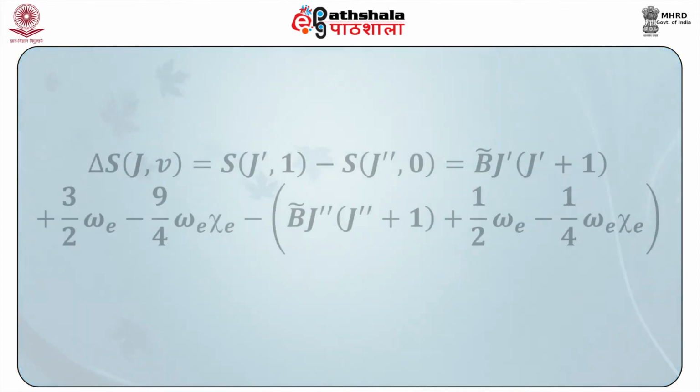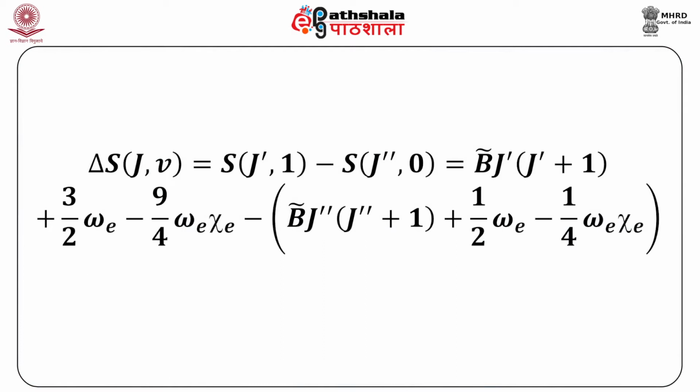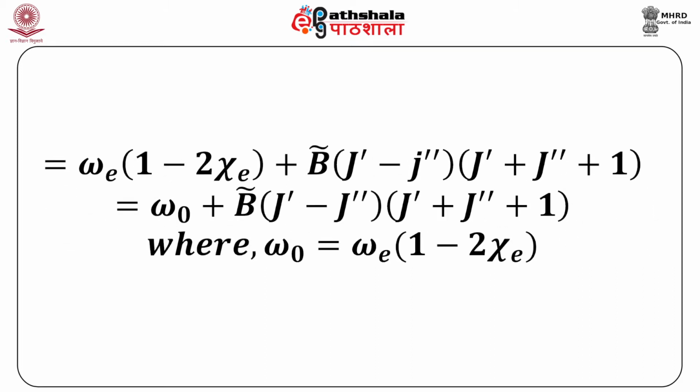By finding out delta S J V, which is equal to S J prime 1 minus S J double prime 0, the excited state minus the ground state, is equal to B bar J prime into J prime plus 1 plus 3 by 2 omega E minus 9 by 4 omega E chi E, minus the energy of the ground state, that is B bar J double prime into J double prime plus 1 plus half omega E minus 1 by 4 omega E chi E, and this simplifies to omega E into 1 minus 2 chi E plus B bar J prime minus J double prime multiplied by J prime plus J double prime plus 1.